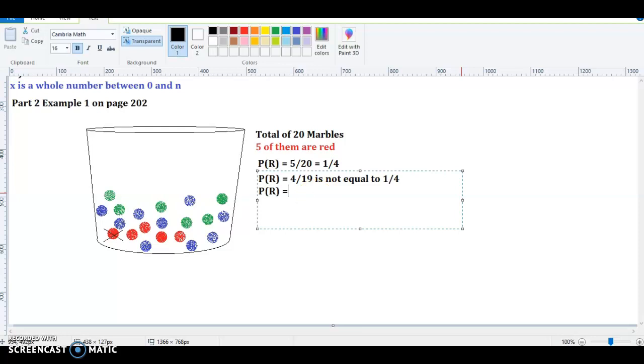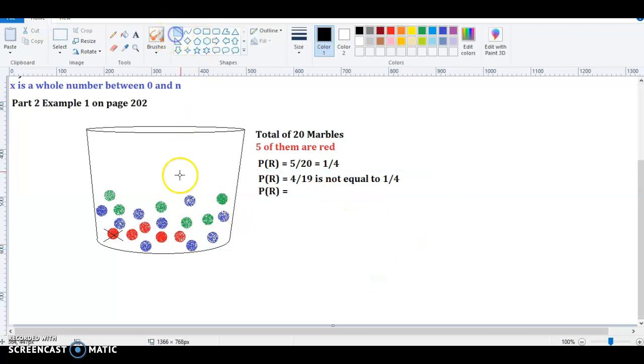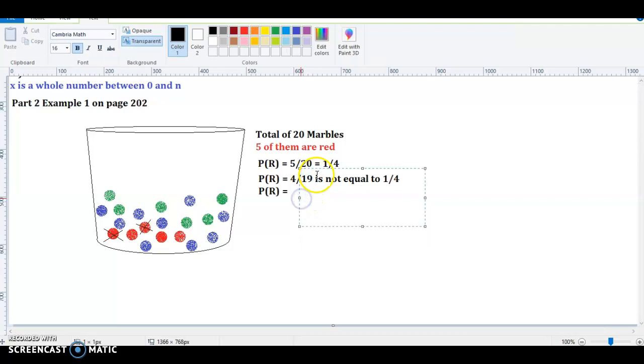So again, if our first 2 marbles are red, now we have 3 red marbles and a total of 18 marbles to select from. So the probability of selecting a red marble on your third pick is also different. It's not equal to what it was originally. It's not 5 out of 20, which is 1/4. Now it's 3 out of 18, which you can simplify as 1/6. So clearly the probability of success is changing from trial to trial.